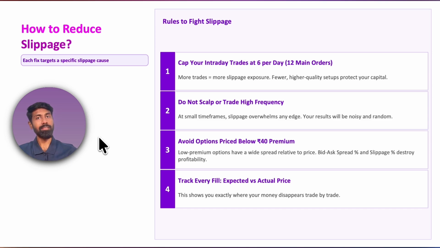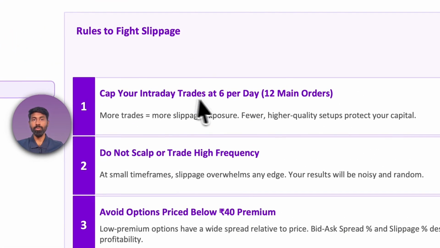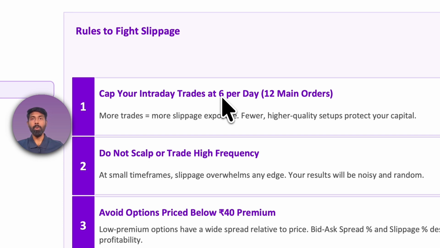We have come to the final slide of this session. Now, how do we handle this slippage? First of all, you have to cap the number of intraday trades to 6 trades or less. Every trade is 1 buy order and 1 sell order, so 12 orders in total. The moment the number of orders moves beyond 12, most of the strategies end up in a loss. So this is the first thing that you need to remember.